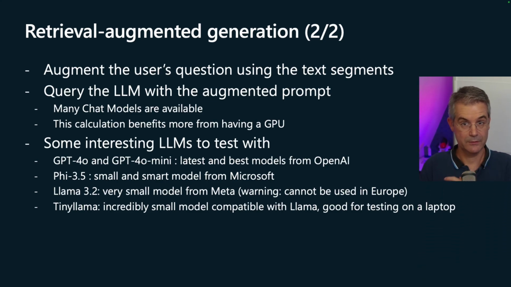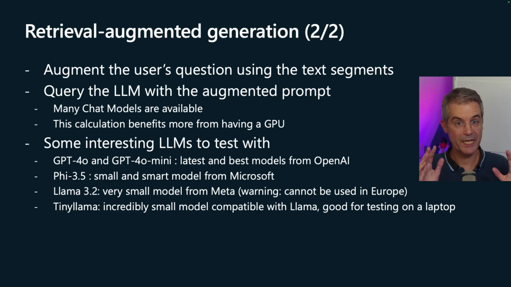Once you've got those text segments which are similar to the question you asked, you're going to ask your LLM, your AI system, a question, the question that the user had, but you're going to augment it with the text segments you found. You're going to add more context. That's the whole trick about Retrieval-Augmented Generation. You're going to find more context and add that context to the question of the user.